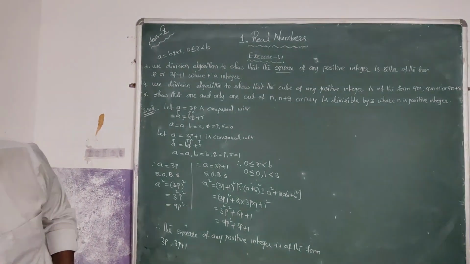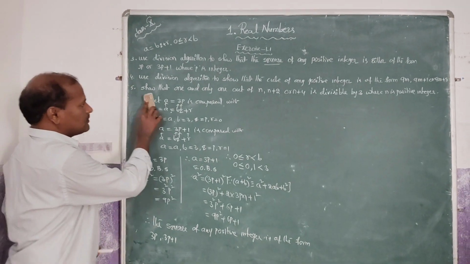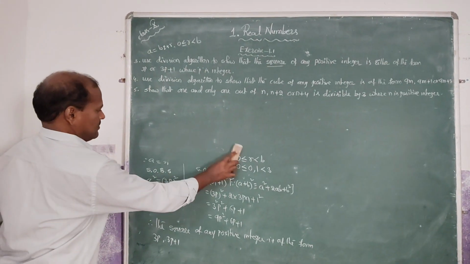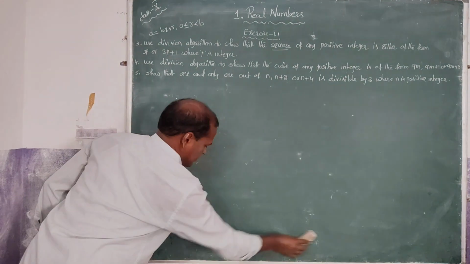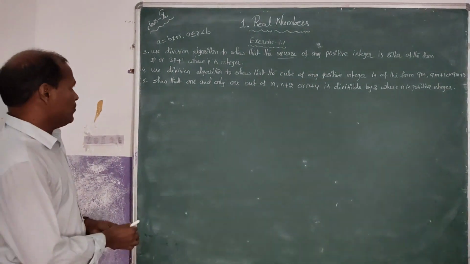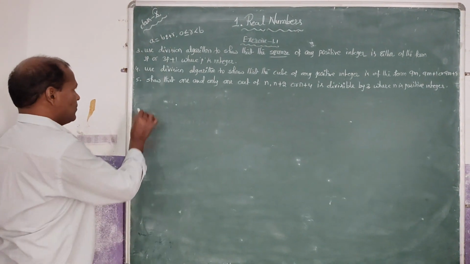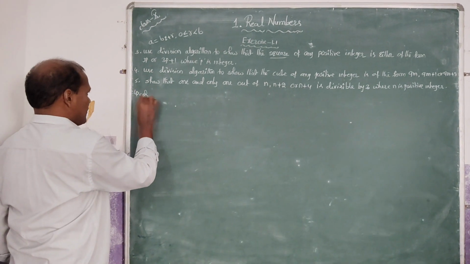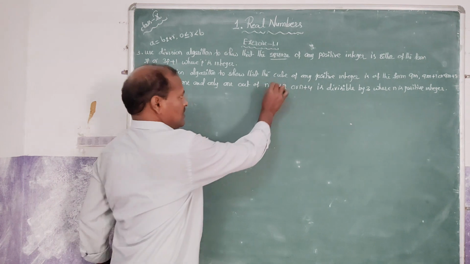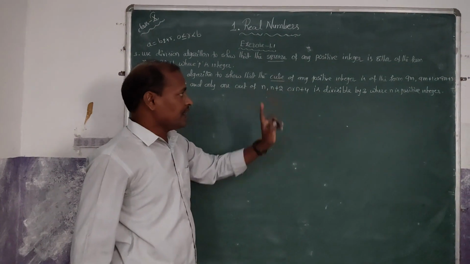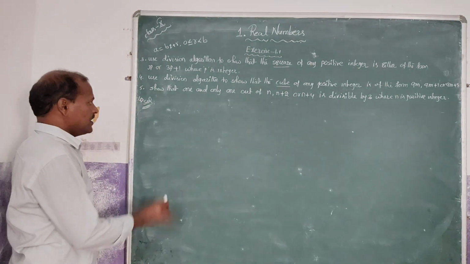Now the fourth problem. In the fourth problem, using division algorithm, this is also the same as the question. Using division algorithm to show that the additional is q. This is x square, this is a. It is of the form 9m, 9m plus 1 or 9m plus 8.